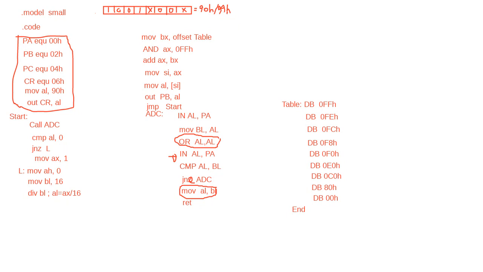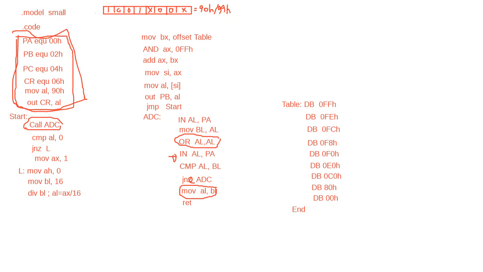First of all, this is the initialization. This block is the initialization, and then we have to call the subprogram for taking the analog to digital data. This is called a subprogram. Now look at here. This is our subprogram called ADC. Okay, we'll discuss it later.